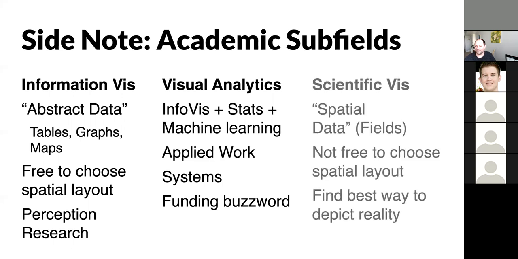And then we have scientific visualization, which is the oldest area of visualization, maybe as an academic field, which is all about spatial data, these kinds of fields that I just talked about. And typically you can't choose your spatial layout freely because space is what you're actually displaying. And it's really about finding the best way to depict reality.